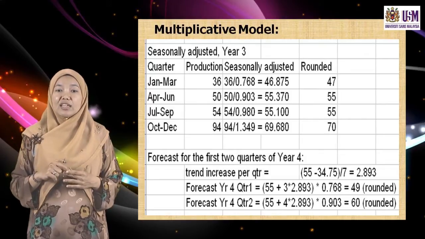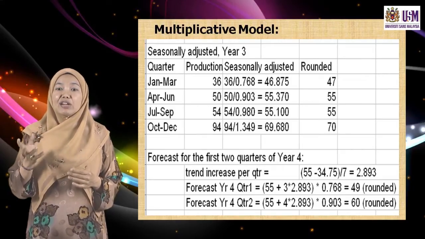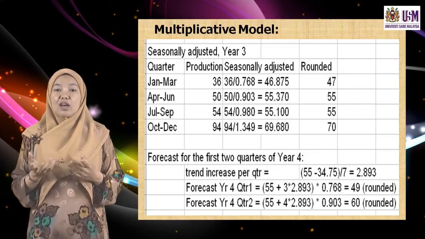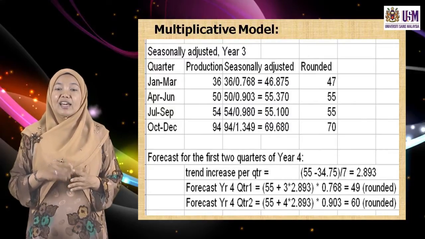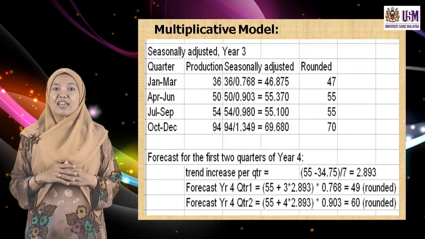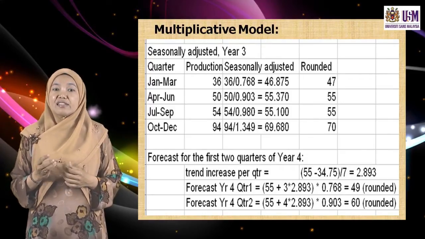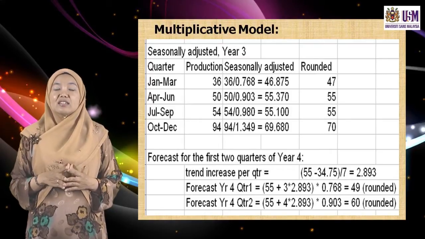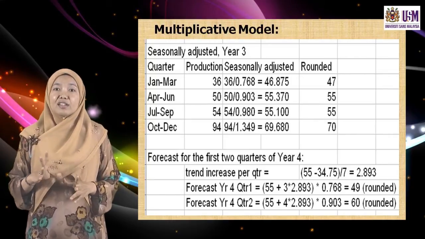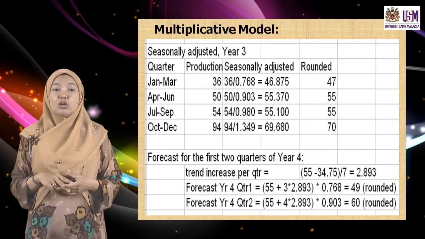As such, what you need to do is take the last trend value, 55, plus 3 multiplied by the average trend increase per quarter, 2.893. You have the answer, then you add it to 55. That whole part is the trend part, and you multiply it by 0.768. I hope you remember what this 0.768 is. This is the seasonal index for quarter 1. So the forecast value of production in quarter 1 for year 4 is 49 after rounding up.